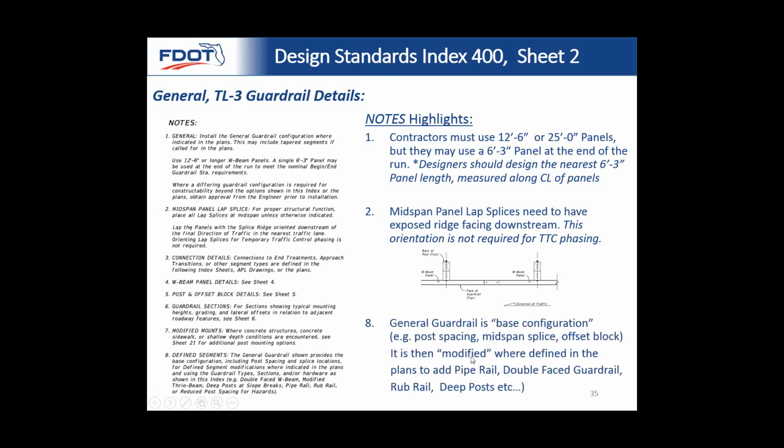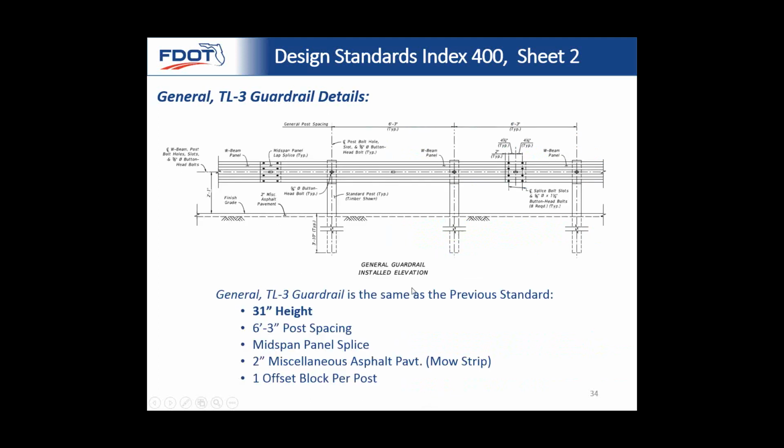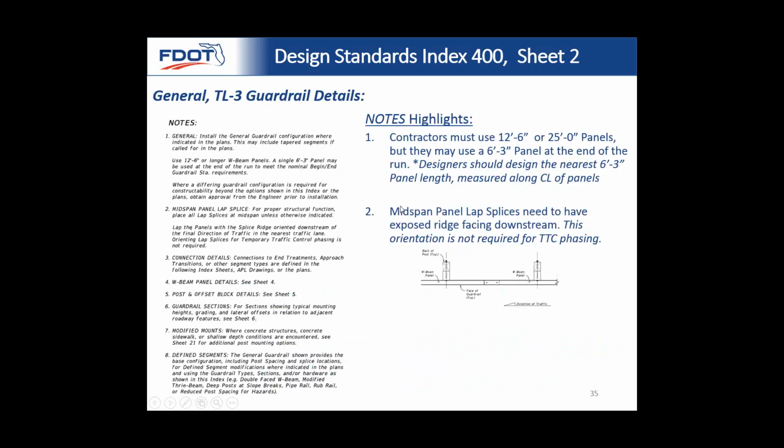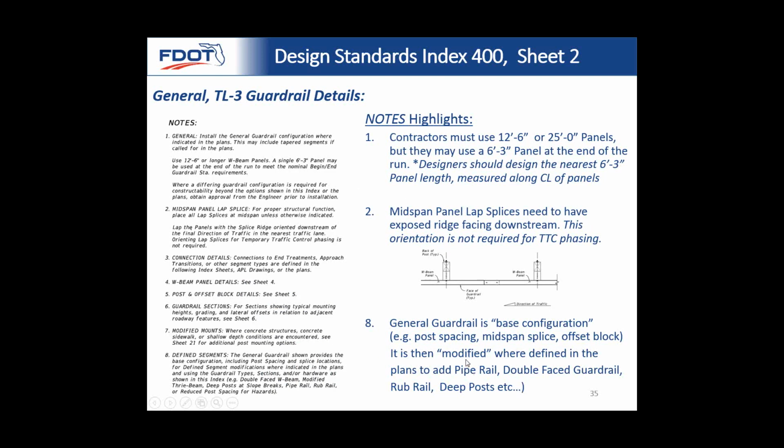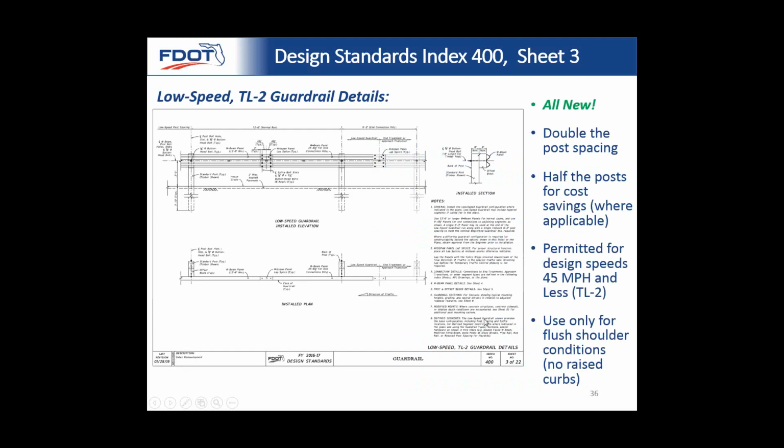And then another point we're making to contractors is that guardrail is the base configuration, and so all these other things that we're going to talk about, like pipe rail, double face guardrail, rub rail, D-posts, they all get added on to this general configuration of height and midspan panel splices and post spacing and things like that. So there's other additives to this, but the general guardrail configuration still applies. It just gets added to.